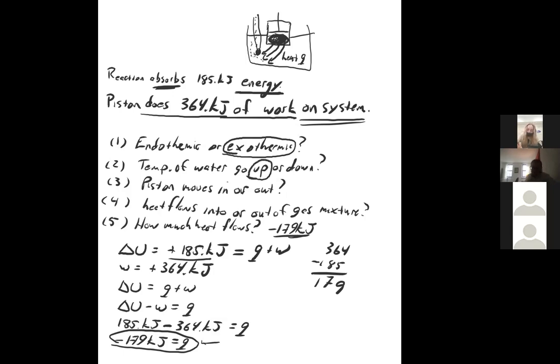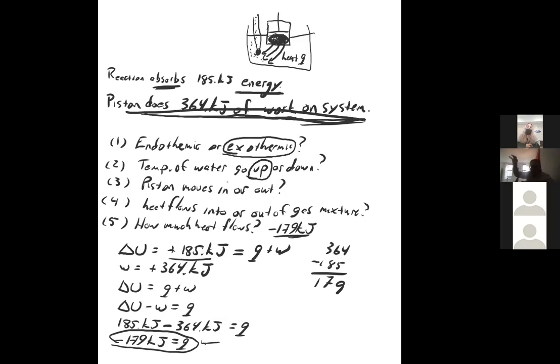Okay. Does the piston flow in or out? Well, in or out depends on what W is. The piston in and out is work, it's W. So we have to figure out what happened to W. The piston did work on the system. Notice the wording switch here. The wording in the previous one was the system did work on the piston. Now they're saying the piston did work on the system.